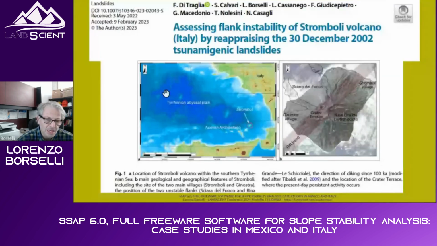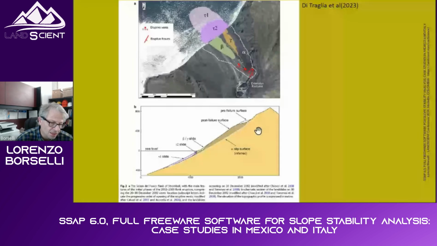Another important one was a recent paper about the instability of Sciara del Fuoco of the Stromboli volcano, this active volcano in the center of the Tyrrhenian Sea, that in 2002 produced tsunamis because 20 million cubic meters of material collapsed here. A set of landslides produced also a submarine landslide. These are the various phases of landsliding, including the submarine landslide, and sea level here.